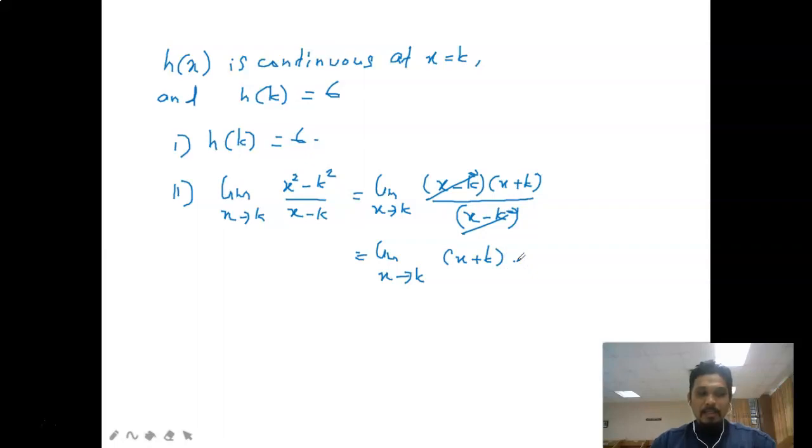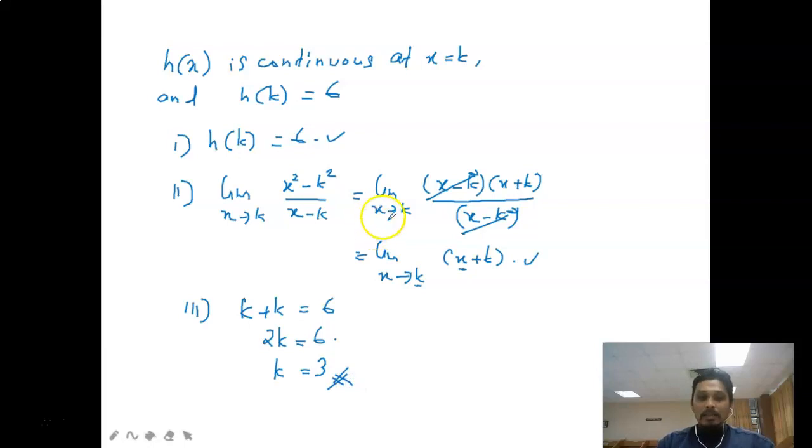Okay, and then let's compare this and this. So for the third case here, let x approaching to k. Just imagine that the value of x is k. So we substitute k plus k equal to 6, where 2k equal to 6 and k equal to 3.